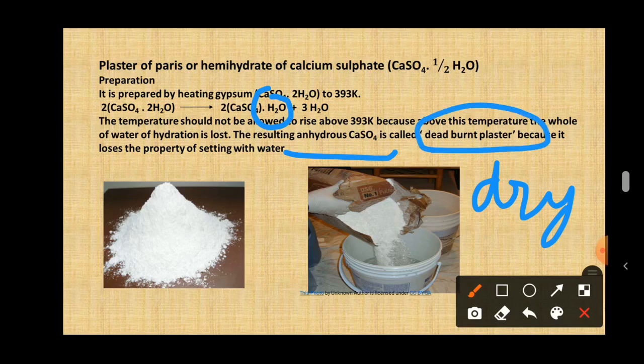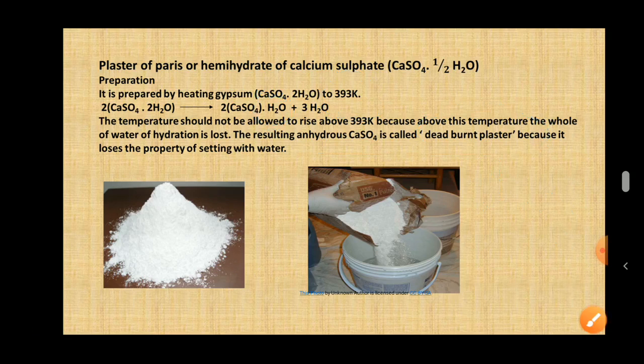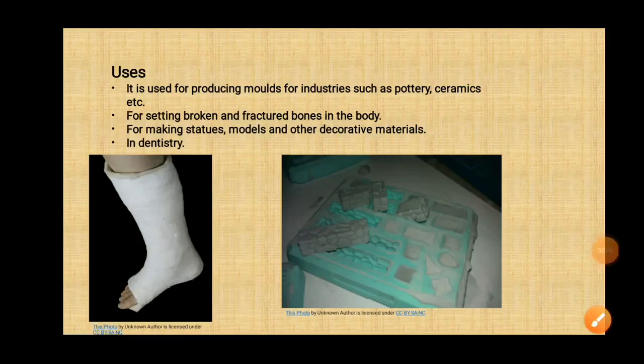Keep this in mind while writing the preparation: the temperature is very important, gypsum is heated up to 393 Kelvin, and the equation is also very important. Usually it is asked for 2 marks, how plaster of Paris is prepared. Next, what are the uses of POP or plaster of Paris?